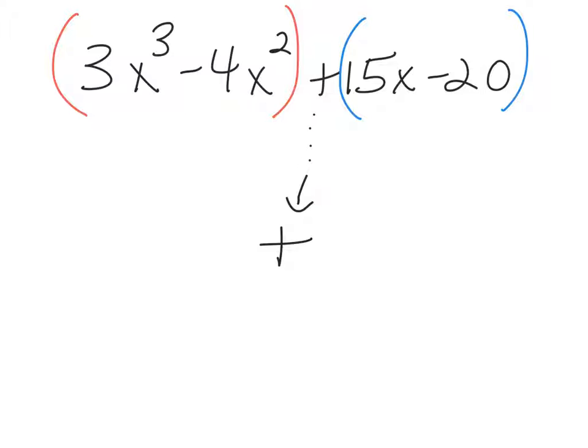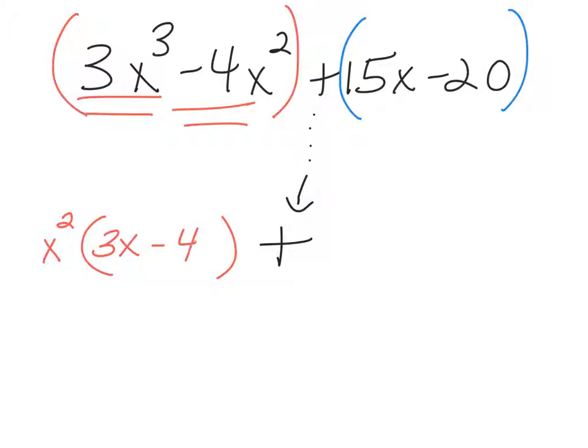It'll help us later. So the first thing I'm going to do is look at the first grouping and ask myself, what's the GCF of 3x to the third and negative 4x squared? Well, all they have in common is x squared. So if I take an x squared away from everybody, I would be left with 3x minus 4.